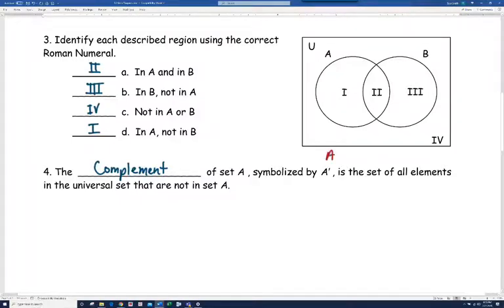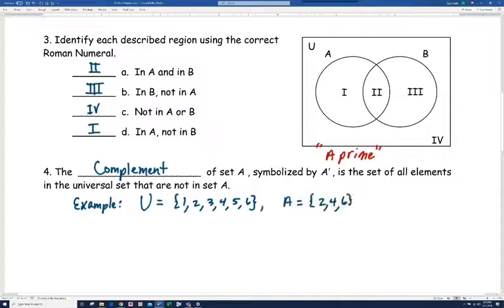So let me just write that, A prime, or A complement, is a set of all elements in the universal set that are not in set A. Okay, so for example, if U, our universal set, is the set of natural numbers from 1 to 6, and our set A is the set with 2, 4, and 6 in it, then we want to take all the elements of U that are not in A.